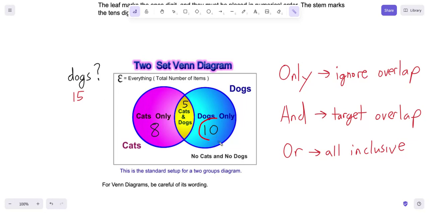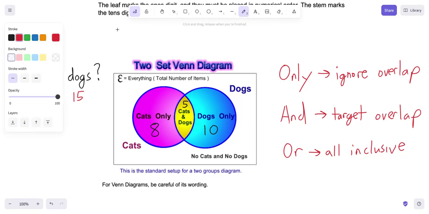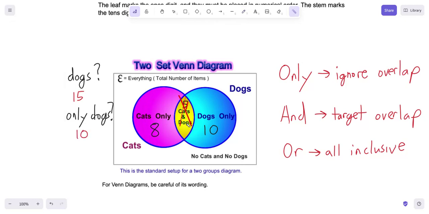If I want to target just these 10, ignore the overlapping area and target just parts of the circle, I would use only. So if I said only dogs, then it would just be 10, right? Because I'm ignoring the overlap. I do not count the overlap because I see the word only.